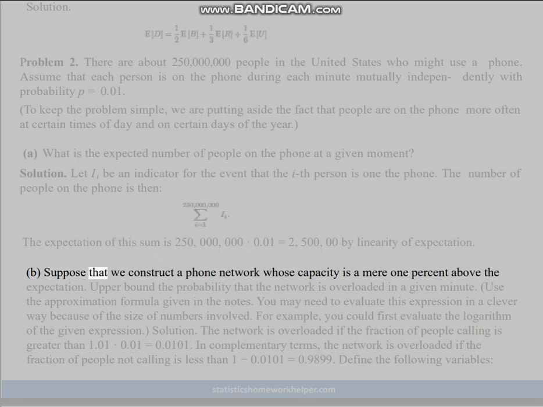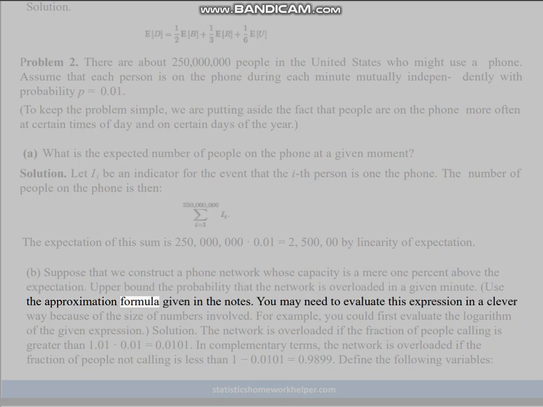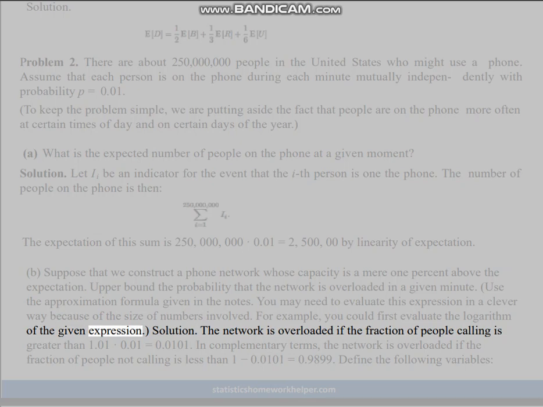B. Suppose that we construct a phone network whose capacity is a mere 1% above the expectation. Upper bound the probability that the network is overloaded in a given minute. Use the approximation formula given in the notes. You may need to evaluate this expression in a clever way because of the size of numbers involved. For example, you could first evaluate the logarithm of the given expression.